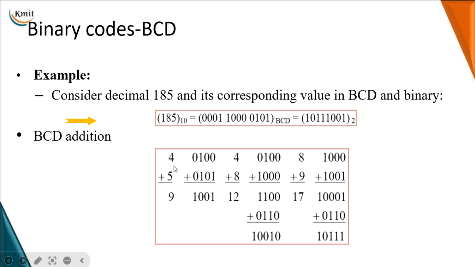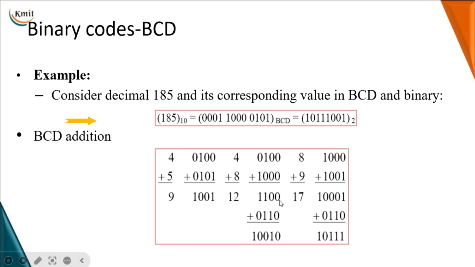Now, if I prefer BCD, then let us see the addition procedure. Here the given numbers are 4 and 5, so the summation result is equal to 9. We need not correct it, because 9 is a valid code in BCD, so there is no need of any correction. But in the second one, 4 plus 8 becomes 12. In binary that is 1100, but this 1100 is an invalid state in BCD.